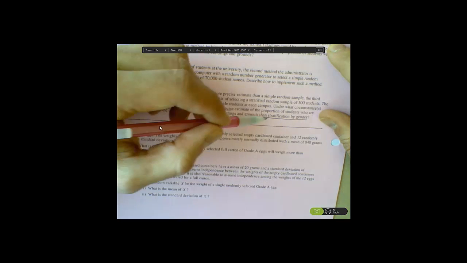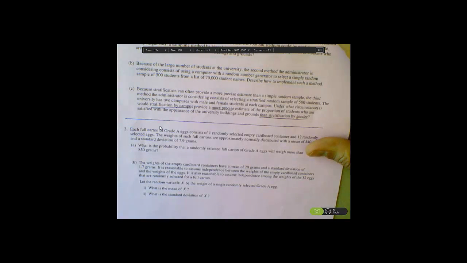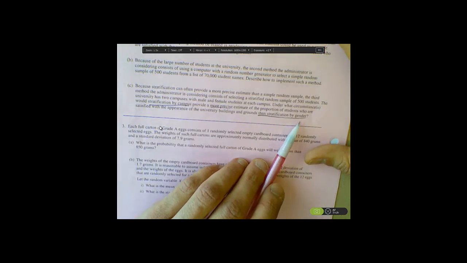There's a couple of key things I thought were important here. Stratification by campus provides a more precise estimate than stratification by gender. Remember, you stratify by splitting the population into homogeneous groups that you believe differ in their opinion on whatever you're trying to sample. So if I believe that people at different campuses are going to have a different opinion on the buildings and grounds and not their gender, that would provide a more precise estimate.